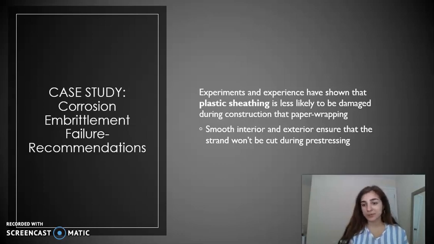One thing that was learned from this was that using plastic or polymer sheathing to debond strands is much more effective than paper wrapping. This is the way it is done most of the time in the United States today. The smooth interior and exterior ensures that the strand can withstand the movement associated with prestressing and won't be cut through.